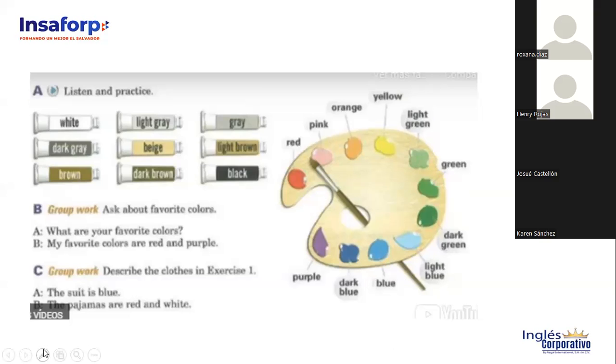Nice. So if I ask you, what are your favorite colors? Look at this question. It's in plural. What are your favorite colors? Okay, my favorite colors are pink, red, and green. So tell me, what are your favorite colors? My favorite colors is blue, red, and green.